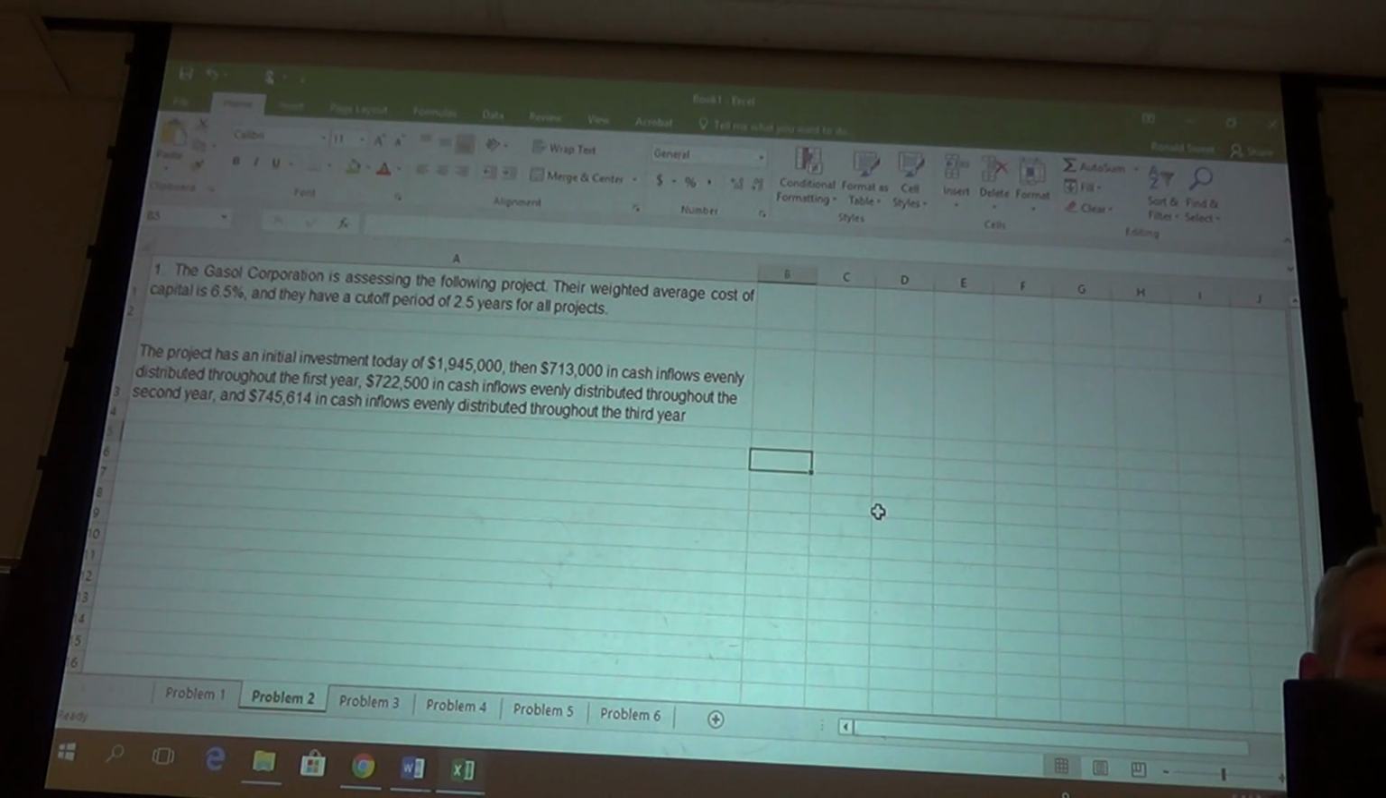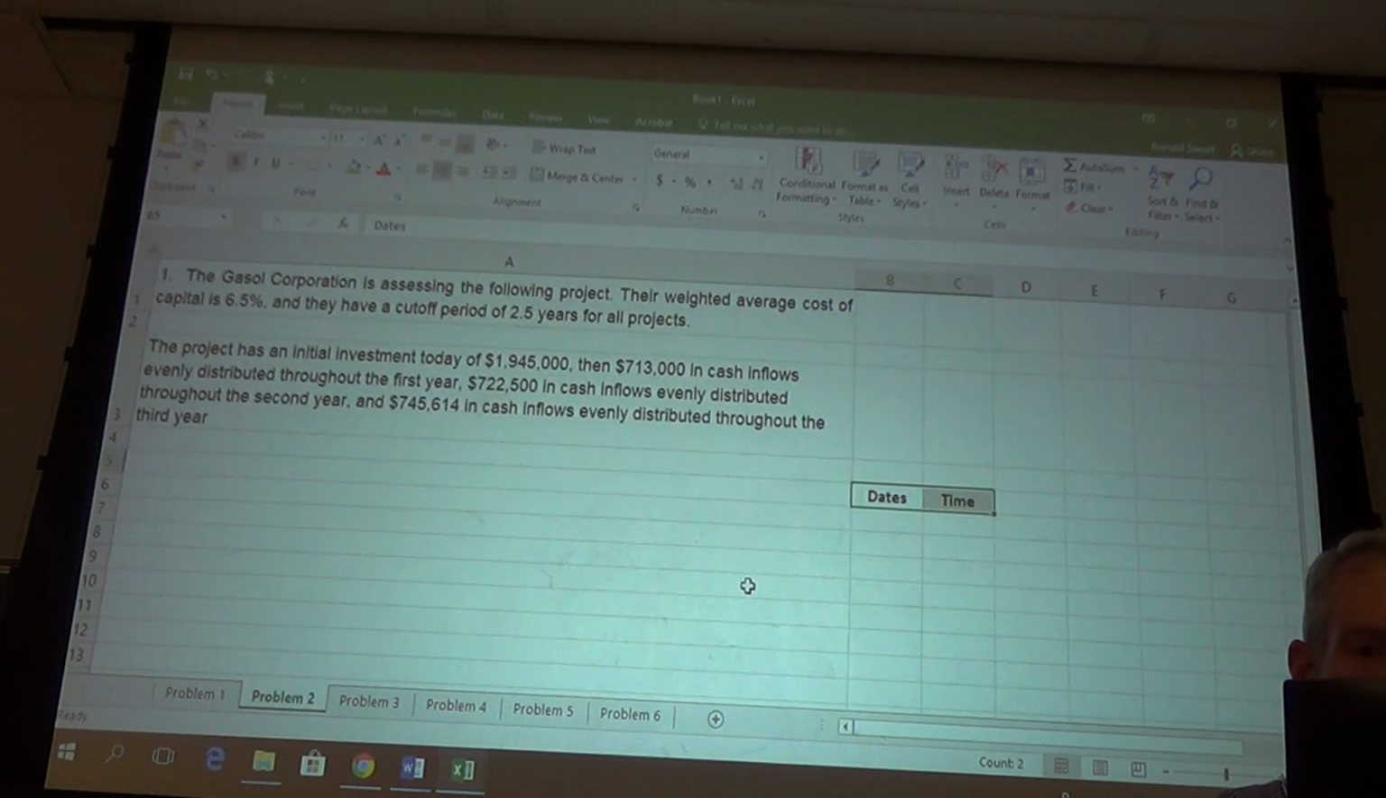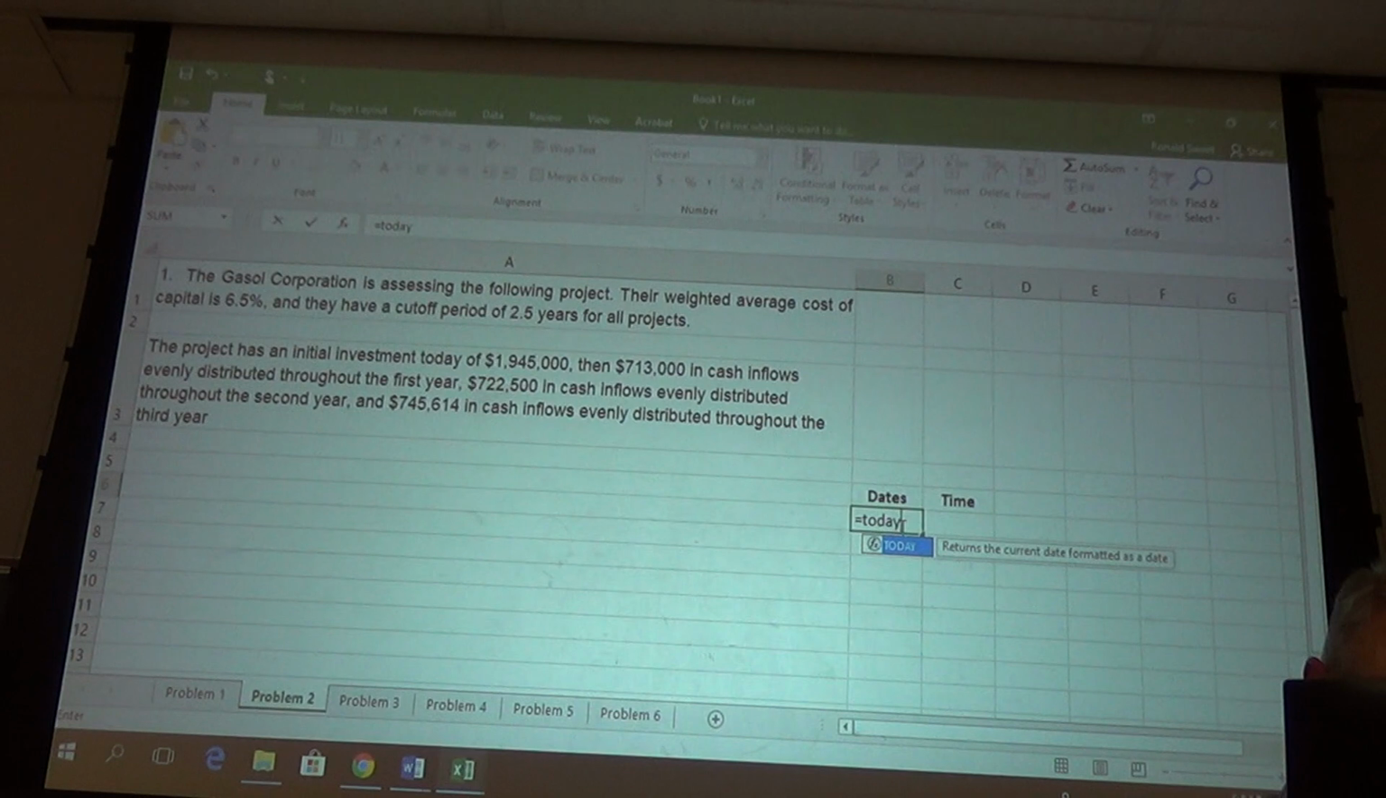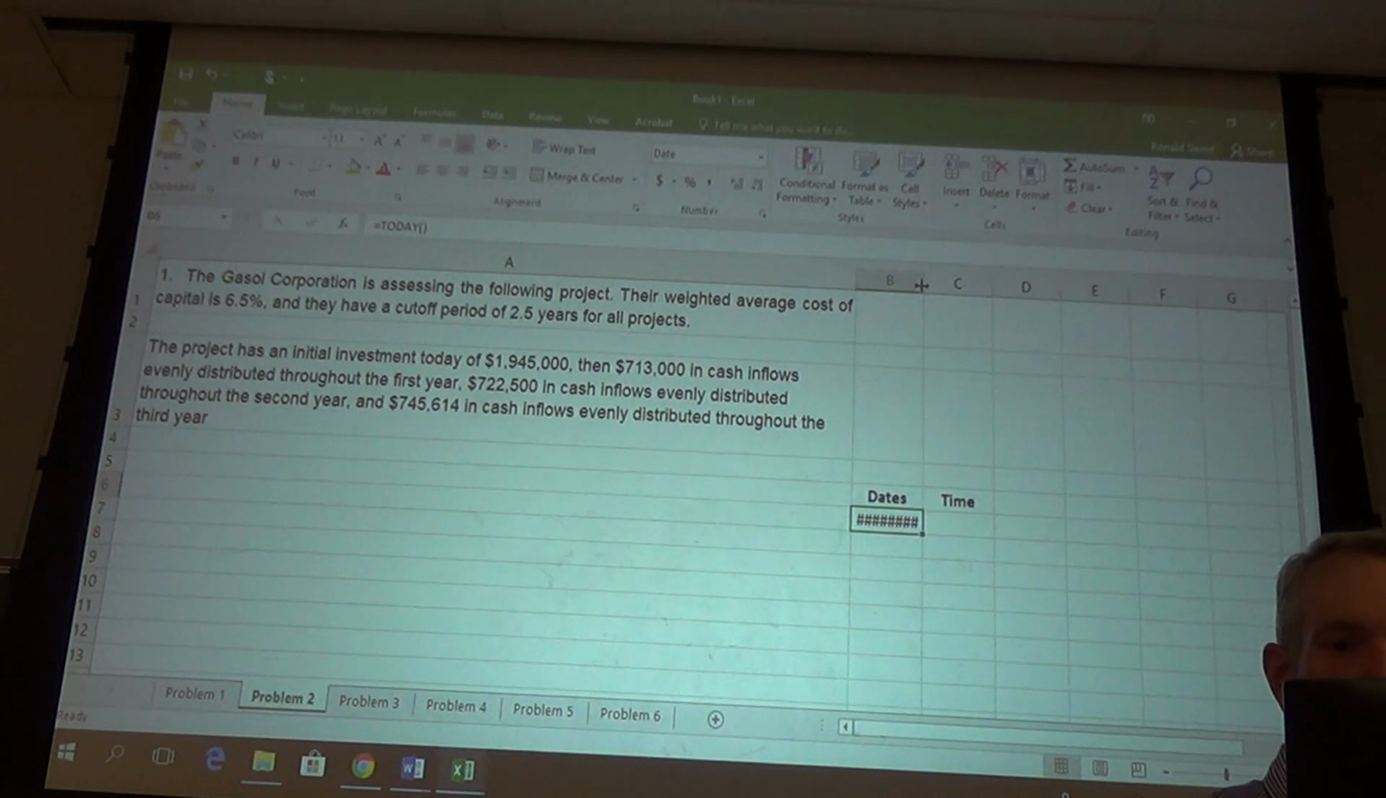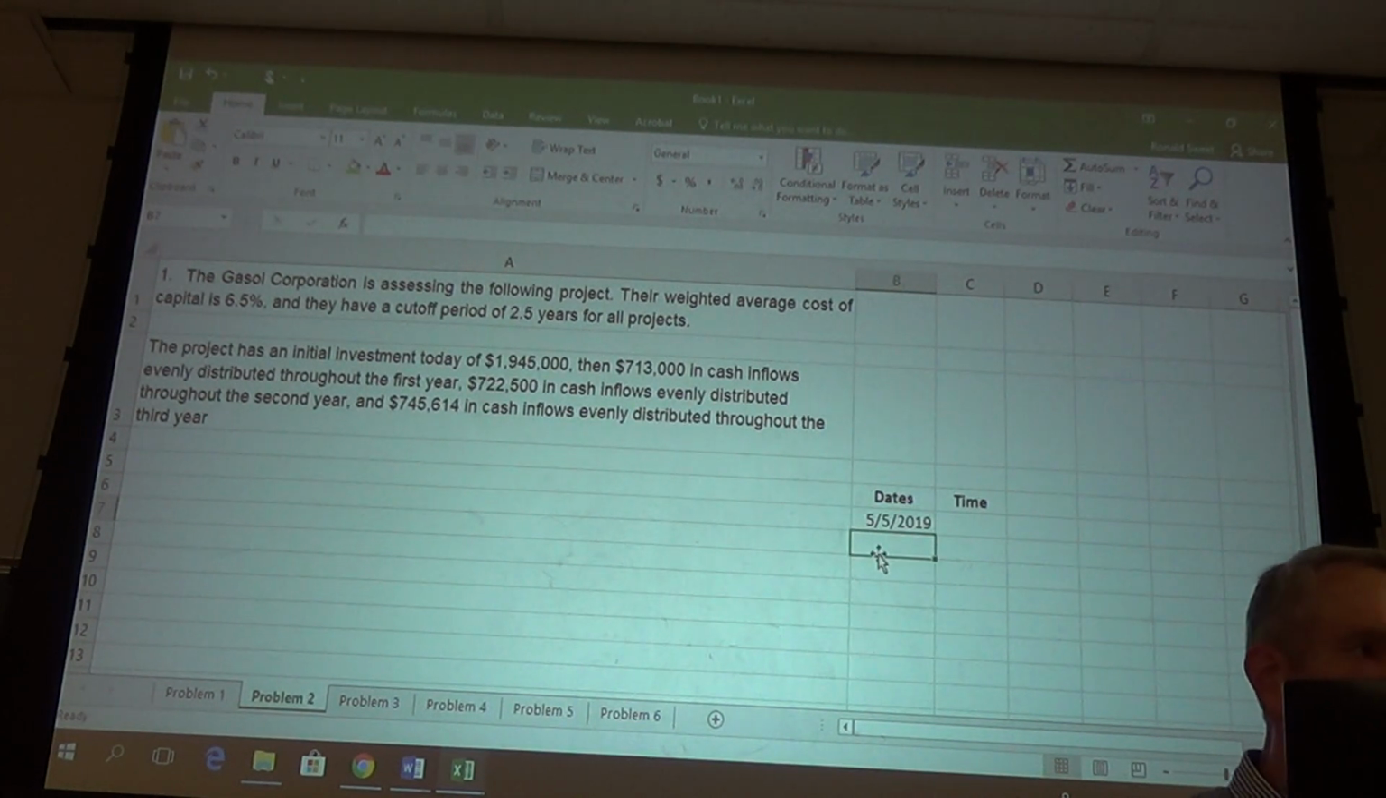So we've got those cash flows, we have to put them in time, so you're going to have dates, and you have to have time, you have to have both of those. Yeah, remember for the discounted payback, you have to have those both in there. So the dates, just start with today, equal today. So equal today, open close parentheses. So there's today.